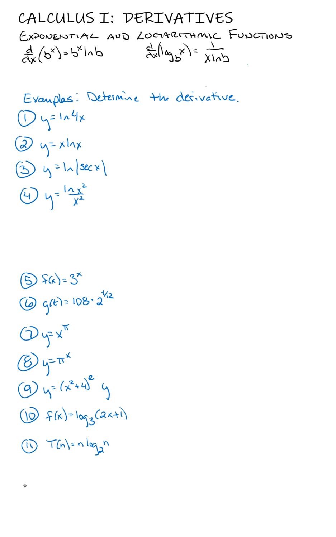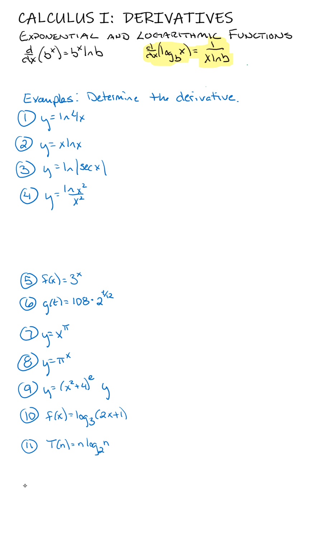I want to go over some examples where we take derivatives of exponential and logarithmic functions. Now, our rules for exponential functions, if we take d dx of b to the x, we get b to the x times the natural log of b. And the other rule for logarithmic functions, if we have d dx of the log base b of x, that's equal to 1 over x times the natural log of b.